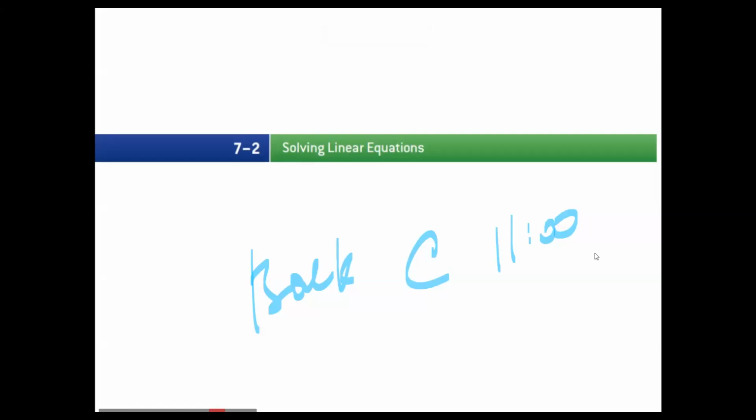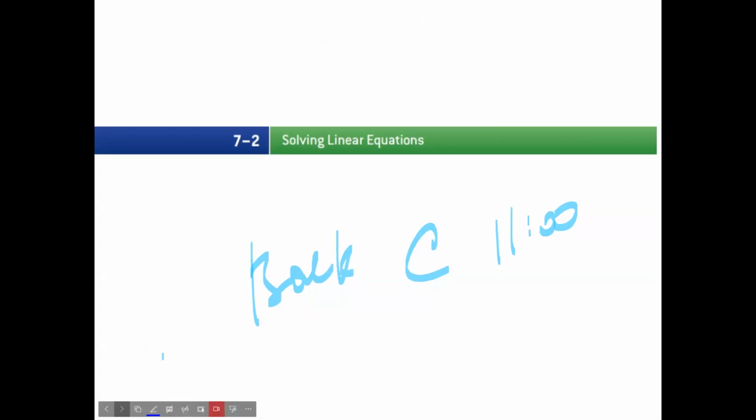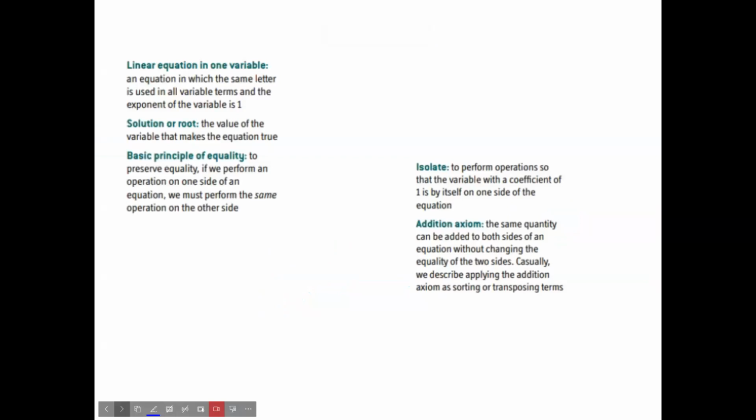Hey guys, break is over. Any questions so far? Let's continue. So more vocabulary. Linear equation in one variable. An equation in which the same letter is used in all variable terms and the exponent of the variable is 1. So remember till the end of your life that linear equation means this.